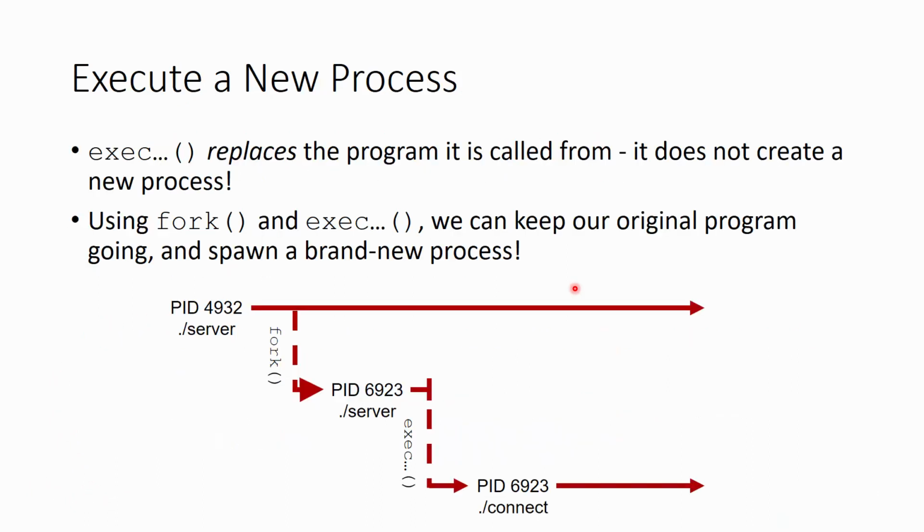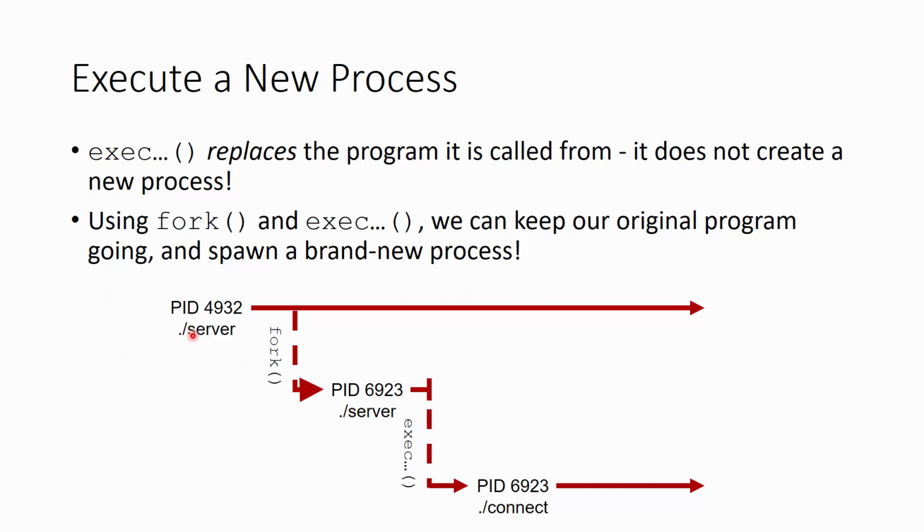Alright, so executing a new process. Exec replaces the program that it's called from. It does not create a new process. That's kind of interesting. So, a little example here. If we're going to use fork and exec, we can keep our original program going and spawn a brand new process. This is how a shell works.